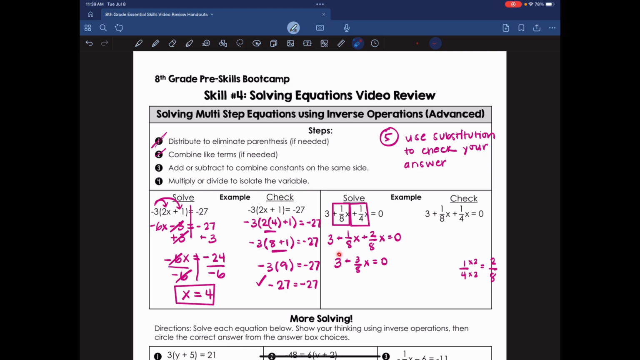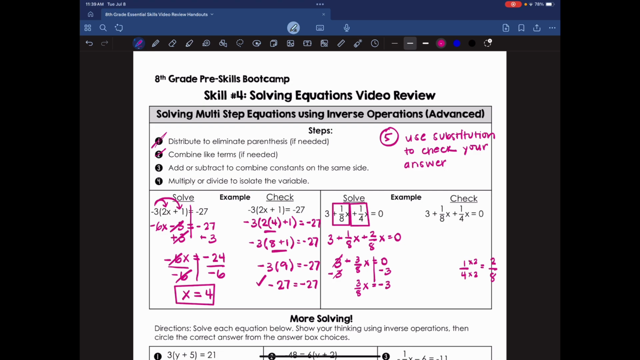And now we can start solving, looking for our constant. So I have this constant of 3. Because it's a positive 3, I'm going to subtract 3 from both sides. So let's split our equation, subtract 3. My 3's cancel each other out, and I'm left with 3/8 x equals -3.